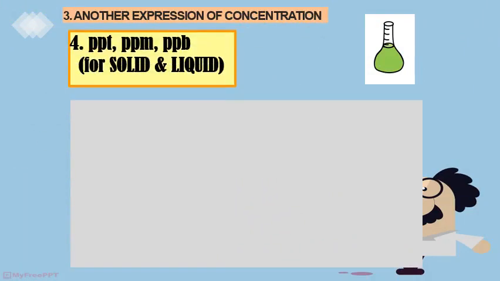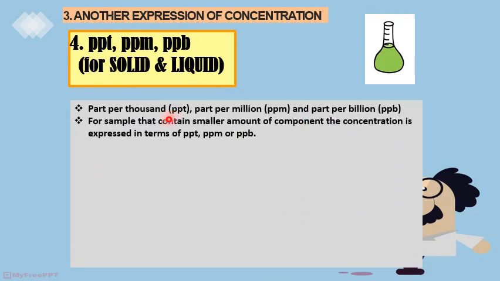So now look at another expression of concentration. We will discuss ppt, ppm and ppb. It can be used for solid and liquid. Part per thousand, which is ppt, part per million, ppm, and part per billion, ppb. For samples that contain a smaller amount of component, the concentration is expressed in terms of ppt, ppm, or ppb.